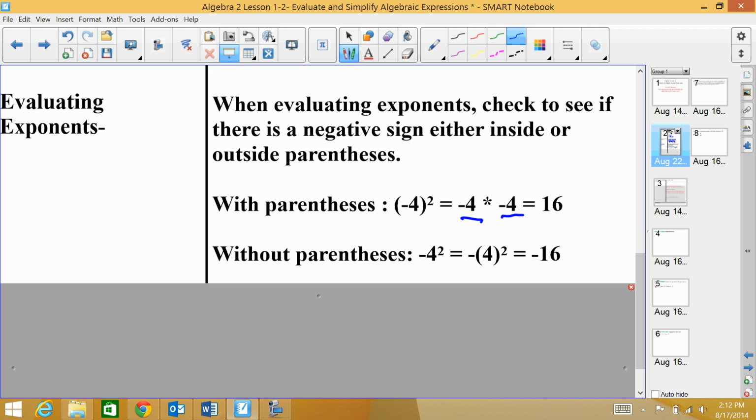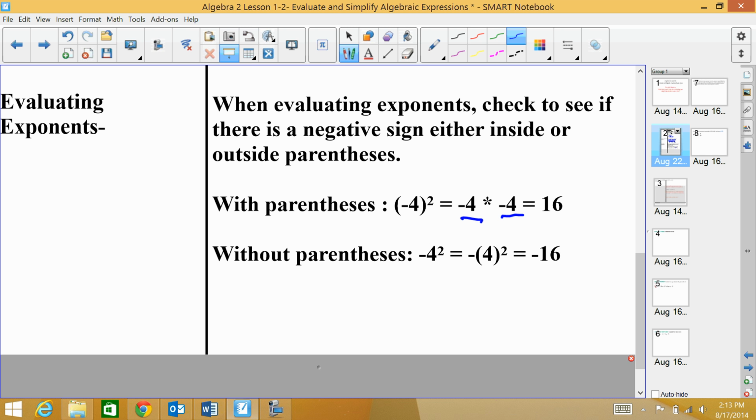And this is something that you especially want to pay attention to when you're entering values into your calculator, because if you just type in negative 2 squared without any parentheses, it will do 2 squared and then make the answer negative, so you'll get negative 4. But if you put in parentheses, the answer will come out positive 4. So it's a big difference. So you need to make sure you pay attention to that this year.